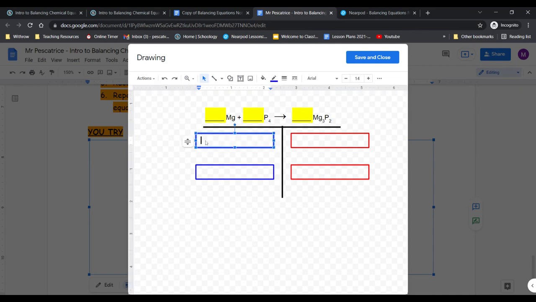All right, so magnesium, there's 1. Phosphorus, there's 4. On this side, we have magnesium again. There's 3. And then we have phosphorus, it's 2. All right, so far so good. I'm gonna go back over here.